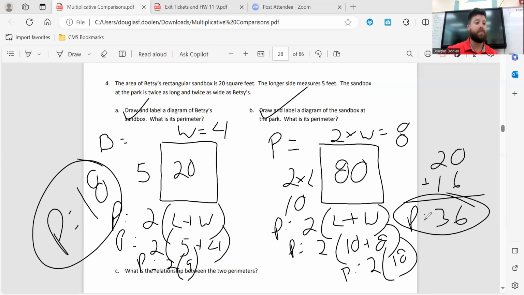And again, writing this down is going to be huge for your work afterwards because you're going to be able to use this with the stuff that we're doing with your worksheets. Now look at C. C says, what's the relationship between the 2 perimeters? I love that question.